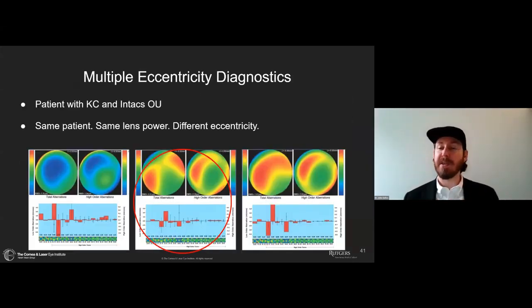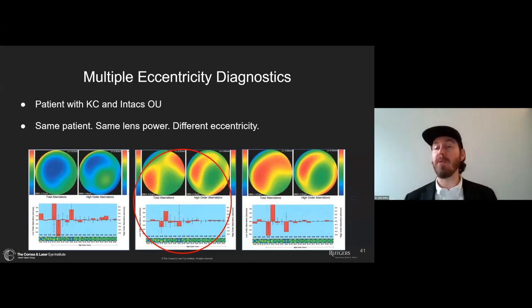This is a patient with keratoconus and Intacs. It's the same patient. We're using lenses that are all the exact same power, but what you can see is that we're changing the eccentricity. On the left, we have a low eccentricity, in the middle, a mid eccentricity, and on the right, a high eccentricity. And what you can see is that the high order aberrations change drastically from lens to lens.